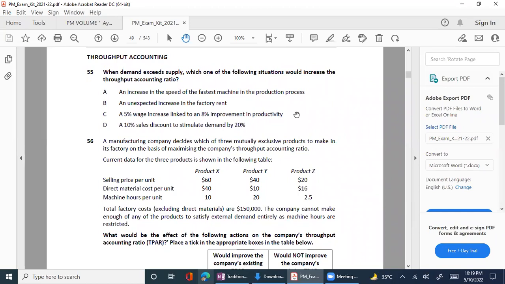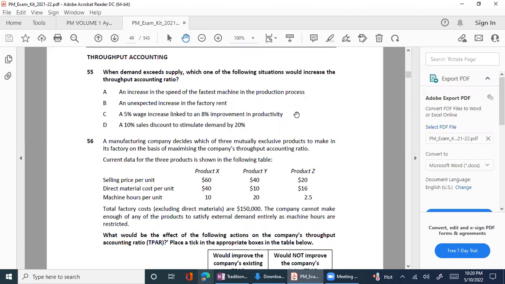Okay, question number 55. When demand exceeds supply, which of the following situations would increase the throughput accounting ratio? An increase in the speed of the fastest machine in the production process. Speed will not affect the ratio, so this is not relevant in any case. An unexpected increase in the factory rent. If there is an increase in rent, it will increase the fixed cost, so it will not improve the ratio.